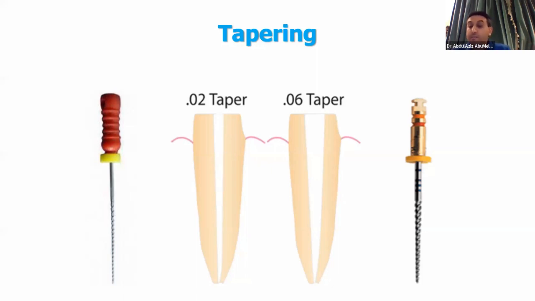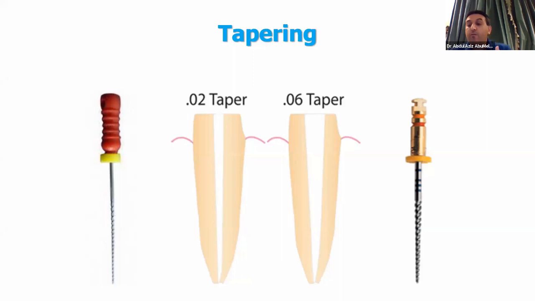The taper for the standard hand file is 0.02. That means at D0 it's 25. If you go 1 millimeter up, it will increase by 0.02, which means it will become 27. On the right side, we have a rotary file which is 25, 0.06 taper. That means D0 is 25, but when you go 1 millimeter up, it increases by 0.06, so it becomes 31. So both files at D0 are the same, 25. The difference starts when you go 1 millimeter up.